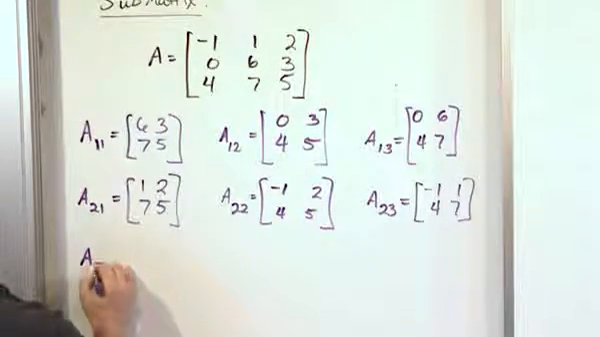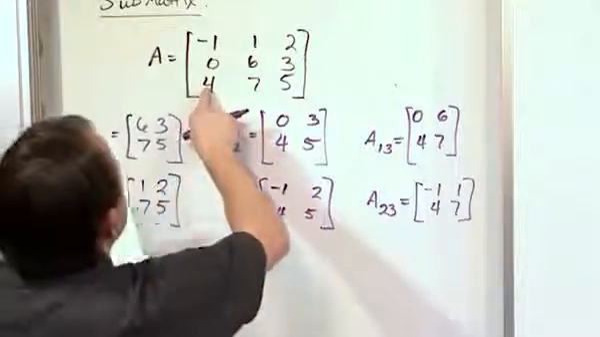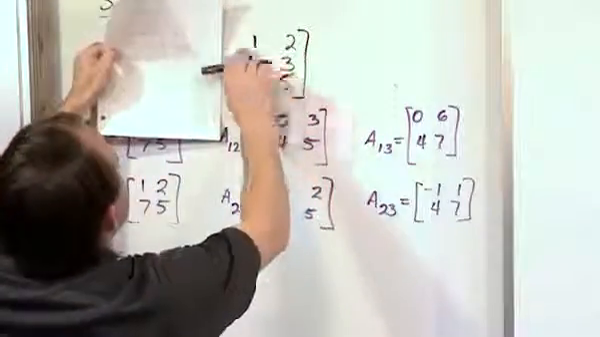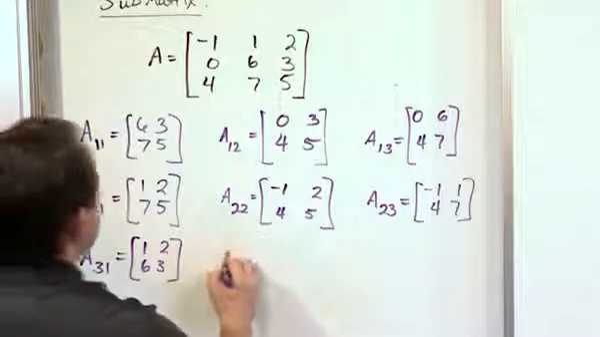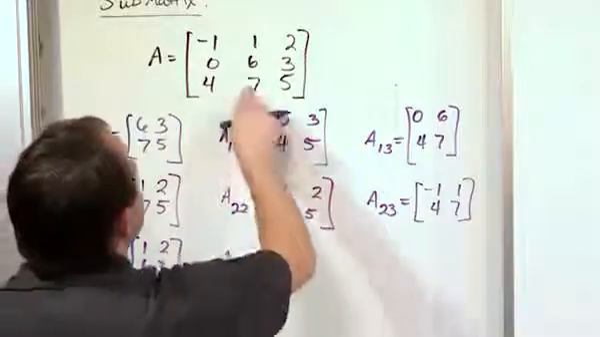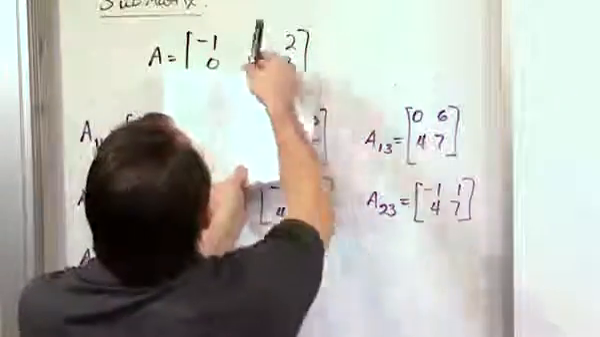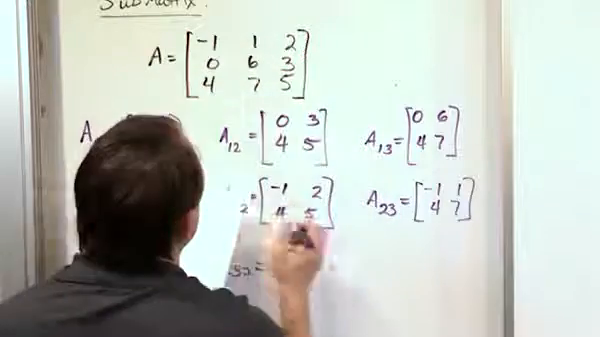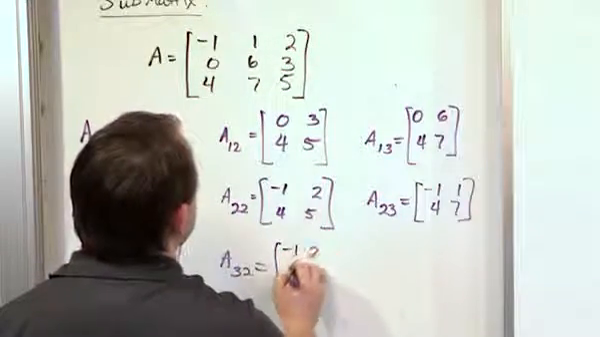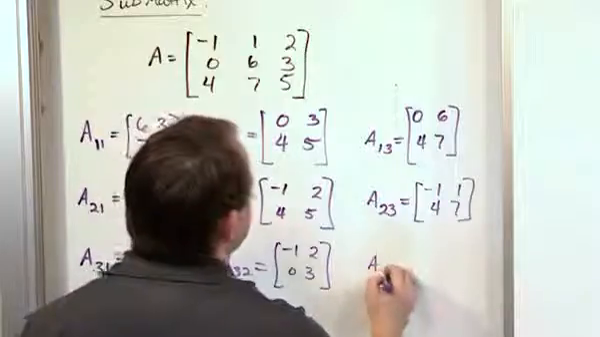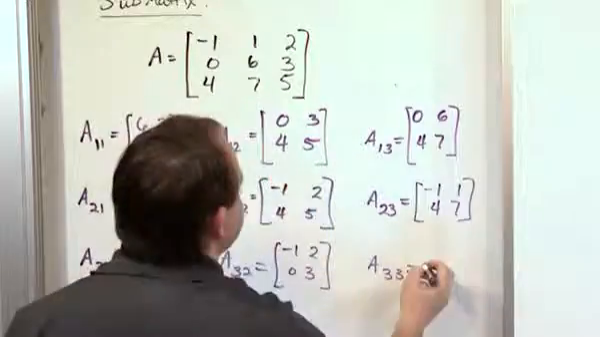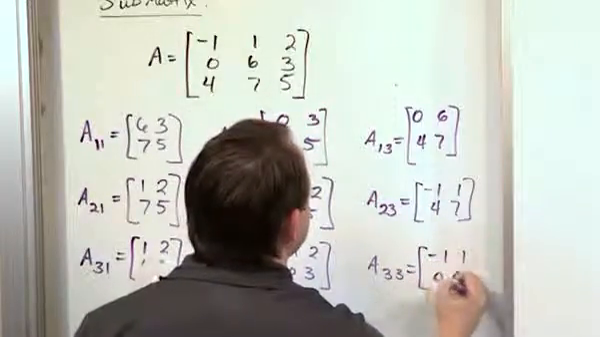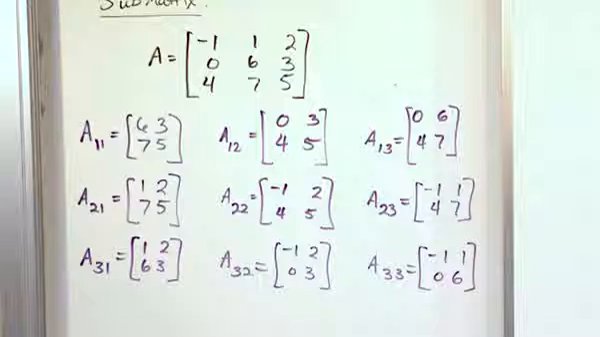And I can also define A 3, 1, going through the bottom. If I cross this out along with this, I have 1, 2, 6, 3. And then A 3, 2 is this one here. So I cross this out along with this, and I have -1, 2, 0, 3. And A 3, 3 is just the one here. So I would cross this with this, and I would have -1, 1, 0, 6. Let me take a step back and make sure I didn't lead you astray, make sure I have everything right here. Those are correct there.